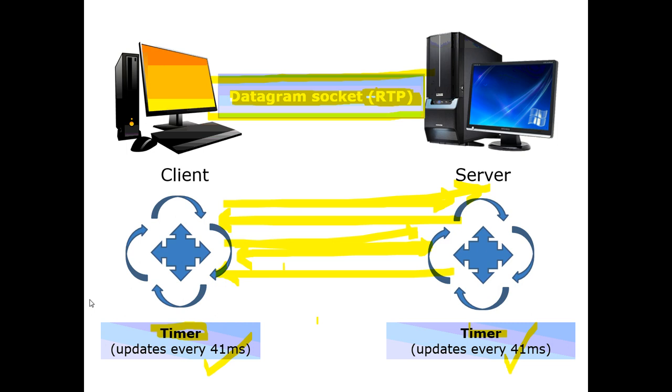If any frame goes missing, the client will not ask for resending the image, because if it asks for resending, the delay will increase. The quality of the video will be excellent, but the delay will increase, and we don't want that in live streaming. So even if a frame goes missing, it will not bother about that. It will go ahead and ask for the next image.